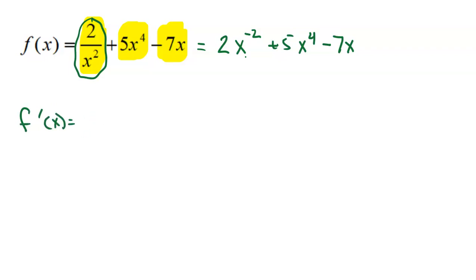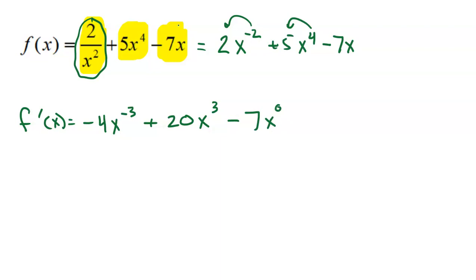Negative 2 falls down in front. Now listen, I can start doing some of this math in my head. When that negative 2 falls down in front, 2 times negative 2 makes negative 4, x to the negative 3. Negative 2 minus 1 is negative 3. Plus, the 4 falls down in front and smashes into that 5, and they multiply to make a 20, x to the new power of 3, minus 7. Now, technically, my new power on that x is 1 minus 1, which is 0. But come on, you've been watching long enough to know that x raised to 0 is just 1. So I have negative 4x to the negative 3 plus 20x cubed minus 7. I don't need to write x to 0 because x to 0 is just 1.